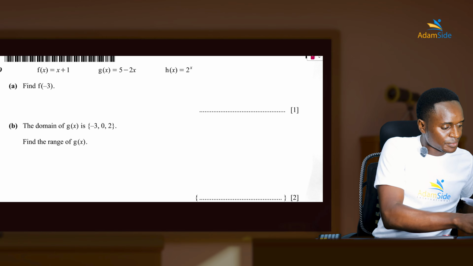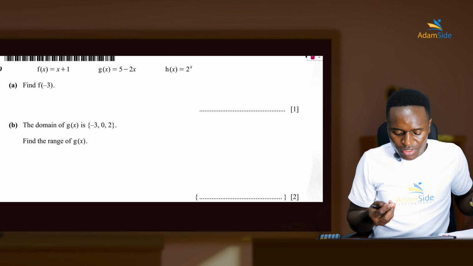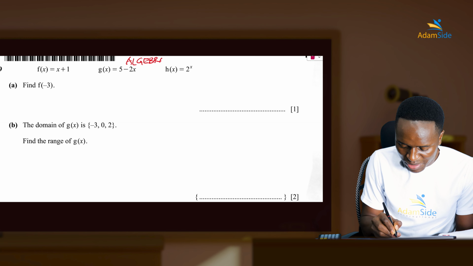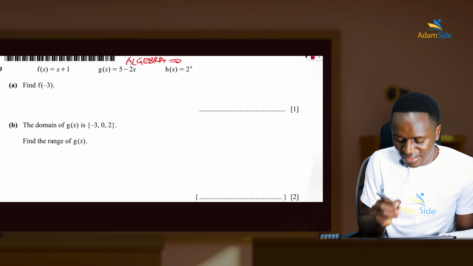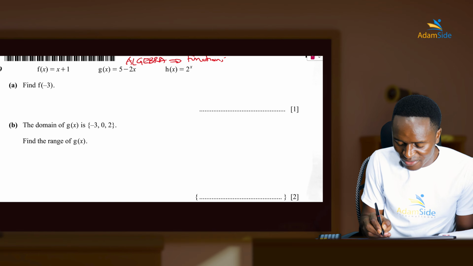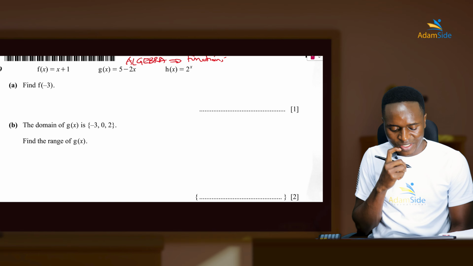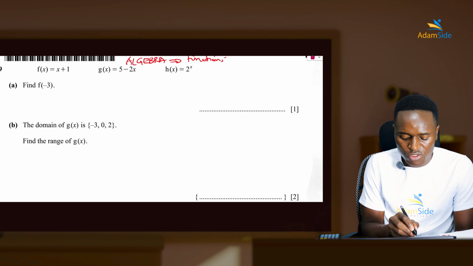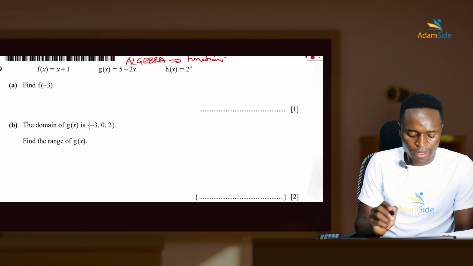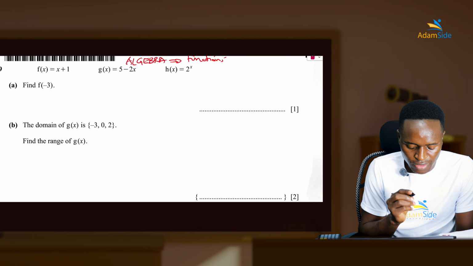Number 19. We're talking about the unit, still algebra. This unit of algebra was highly tested in this paper. Algebra and the subunit of functions. So we are going to do a lot of function questions. f of x is equal to x plus 1, g of x is 5 minus 2x, h of x is 2 power x. Find f of negative 3.